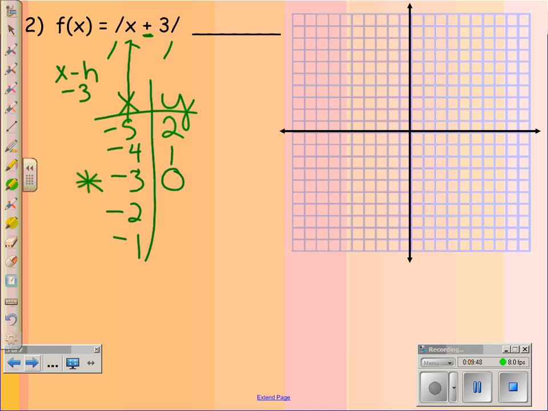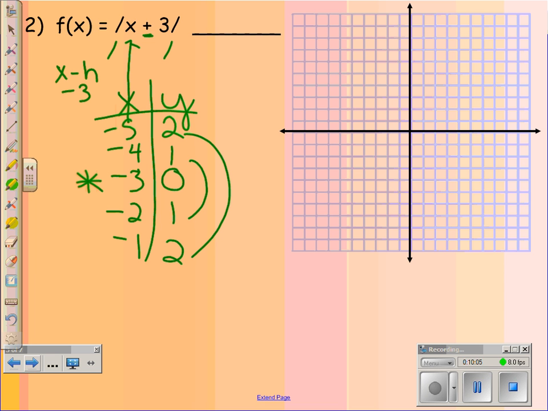And like I said earlier, we should expect those numbers to match. So let's make sure that that works. -2 plus 3 is 1, and then the absolute value of 1 is 1. -1 plus 3 is 2, and the absolute value of 2 is 2. So we did a great job.